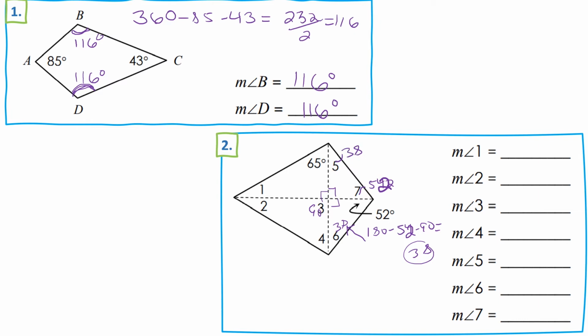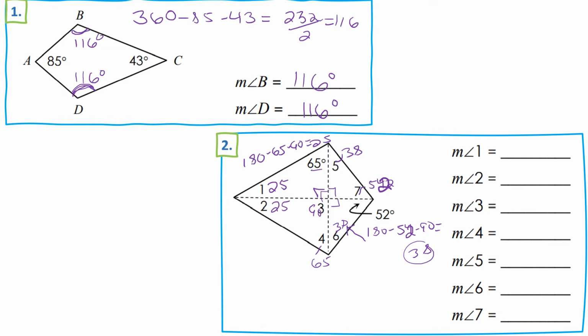All right. Angle 4 would also be 65, because of the 65-degree angle. If I subtract 180 minus 65 minus 90 for right here, I will get 25. So angle 1 is 25. Therefore, angle 2 would also be 25, because they have the same angle measures in each triangle.